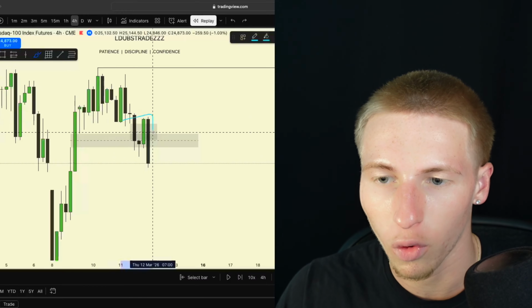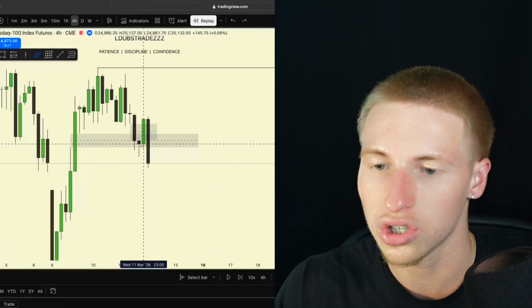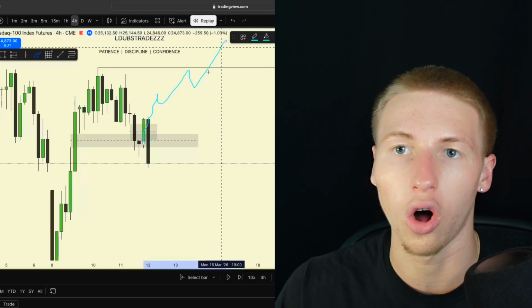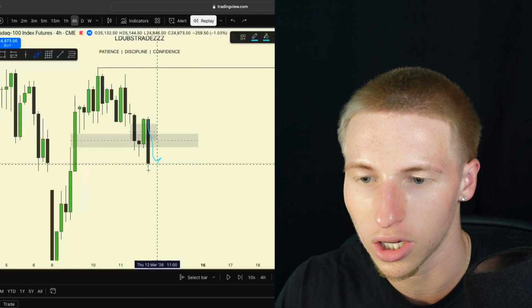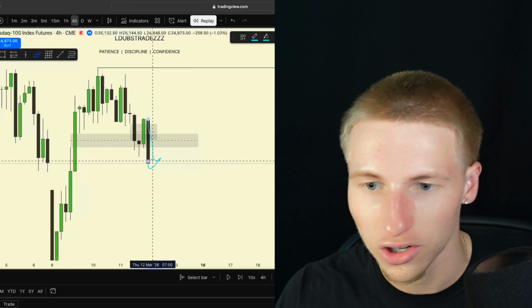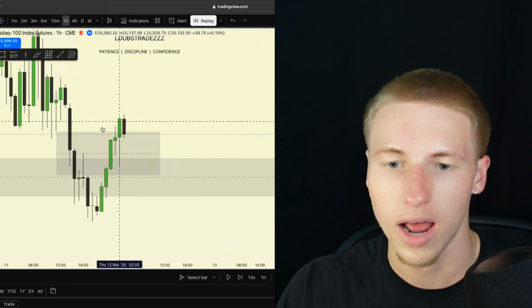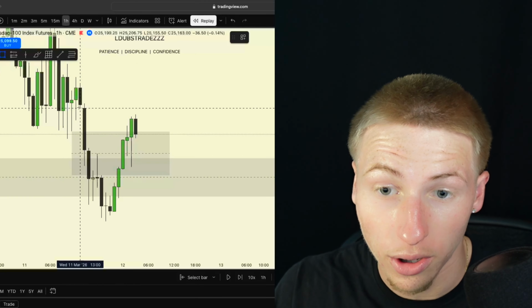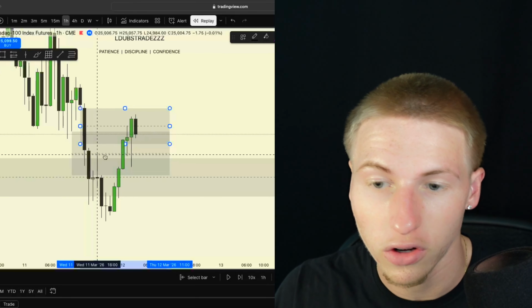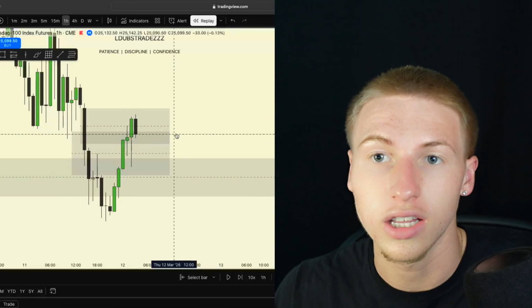Yeah, we inversed this 4-hour gap, but you can clearly see that there still were not enough buyers to continue all the way up. So what happened? Sellers stepped in and we pushed down. And why did sellers step in? We inversed the 4-hour gap. What happened? There was just another 1-hour gap right here that we filled, and we were able to deliver to the downside off of it.